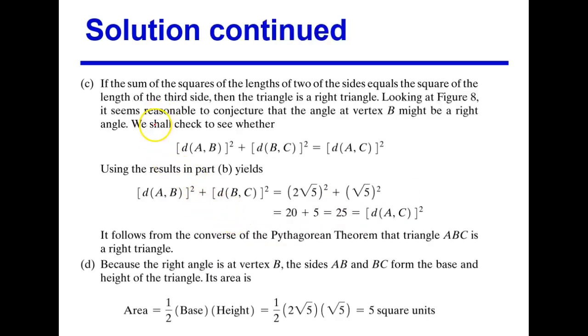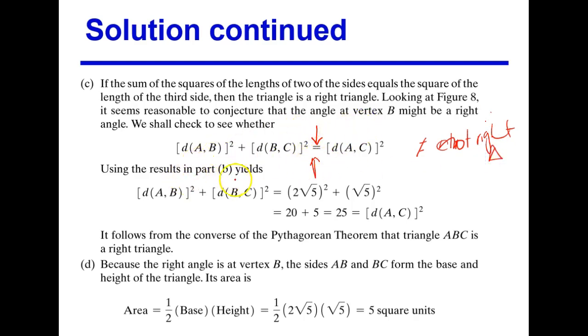Now I have to determine: is this a right triangle? If the sum of the squares of the lengths of two sides equals the square of the length of the third side, then it's a right triangle. What this is really saying is, if I take the first leg and square it, and add it to the second leg squared, does it equal the square of that third one, what we would think of as the hypotenuse? If it ends up being equal here, then yes, I have a right triangle. If it's not equal, then I do not have a right triangle.